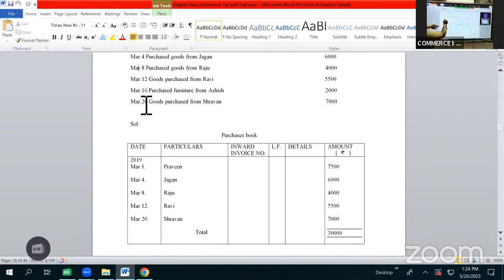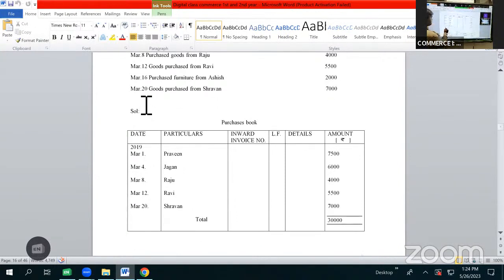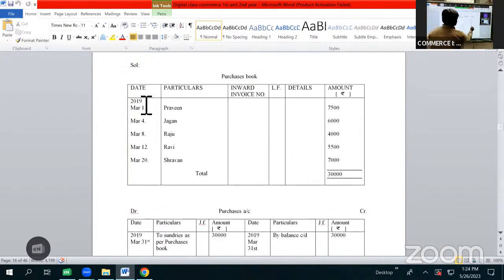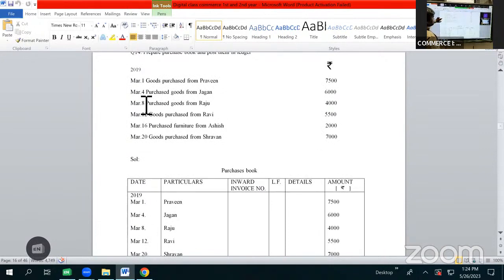Then we have a transaction on March 20, goods purchased from Shravan 7,000 will be shown here as March 20 Shravan and the amount 7,000 will be shown here. As we are done with all the transactions, now we'll be doing the total for purchases book.